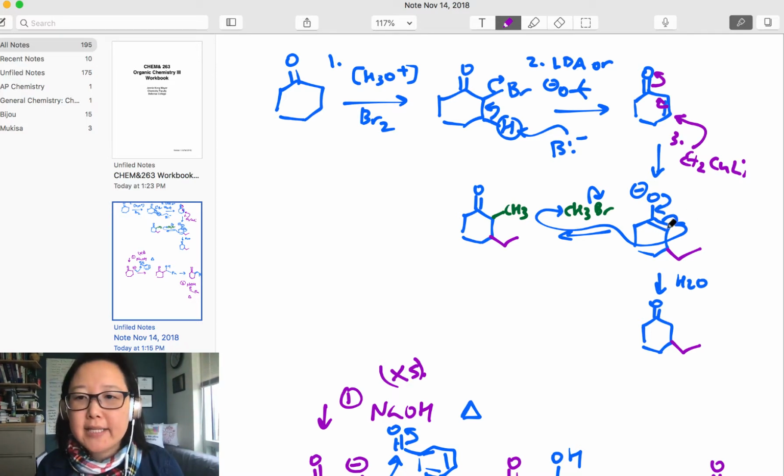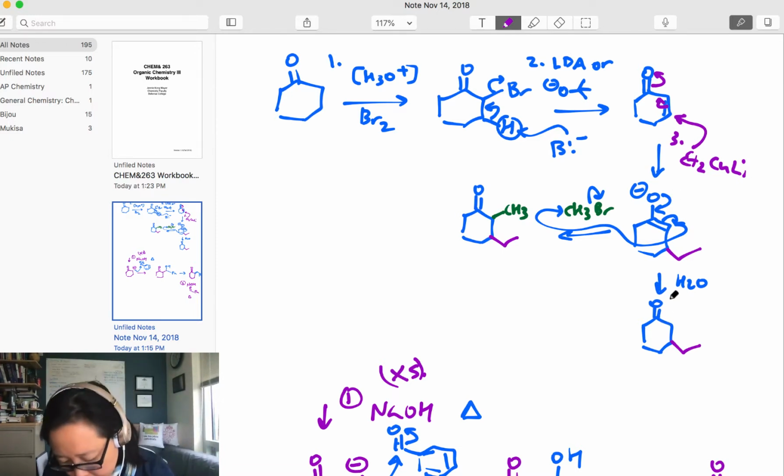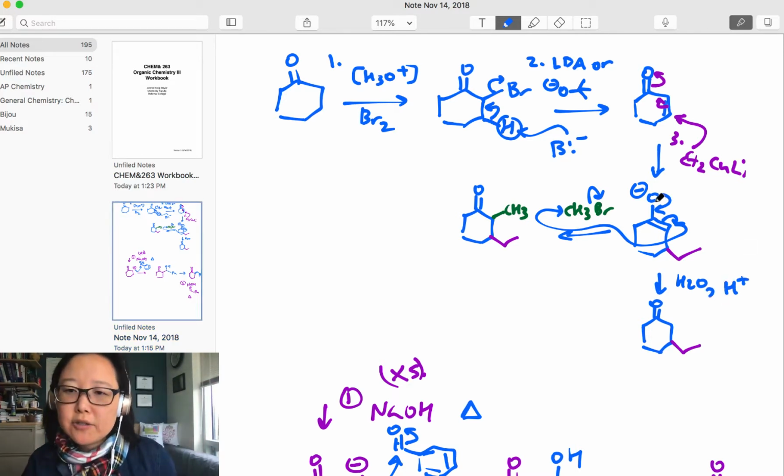And then at this stage, if you wanted to alpha alkylate it, you could. But if you're happy with just the beta alkylation, you could just add water, maybe just some dilute acid to neutralize it and have the enol tautomerize back to the keto form.